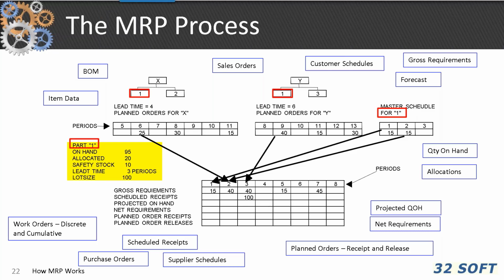We can see the 30 come in period 4 from the 1 required for X's in period 4, 15 for the Y's in period 11, and 45 for the period in period 7. So now we can look at the projected quantity on hand.